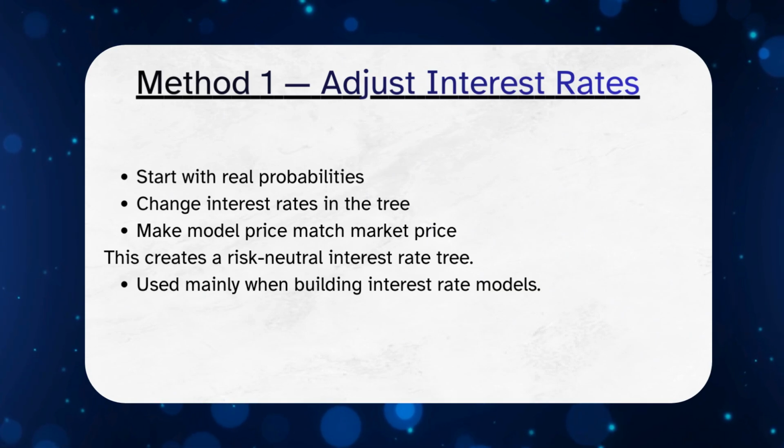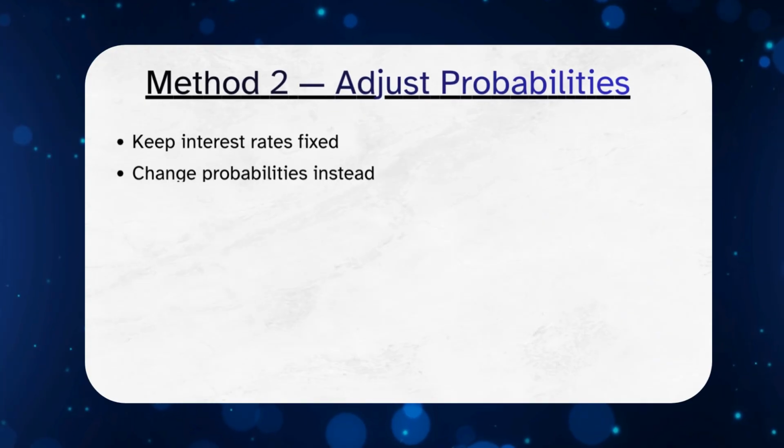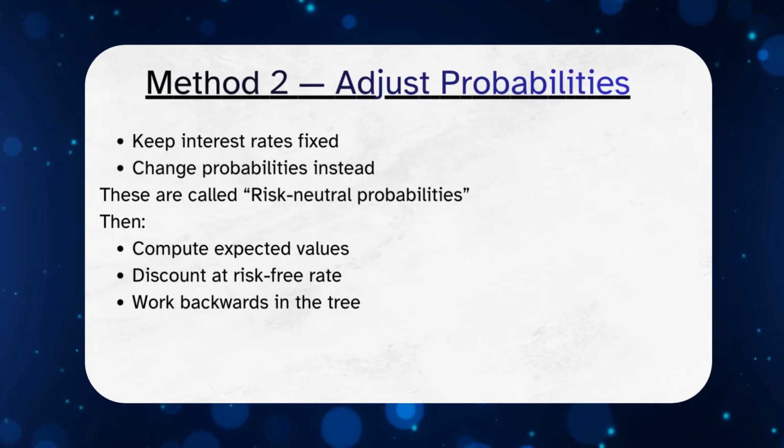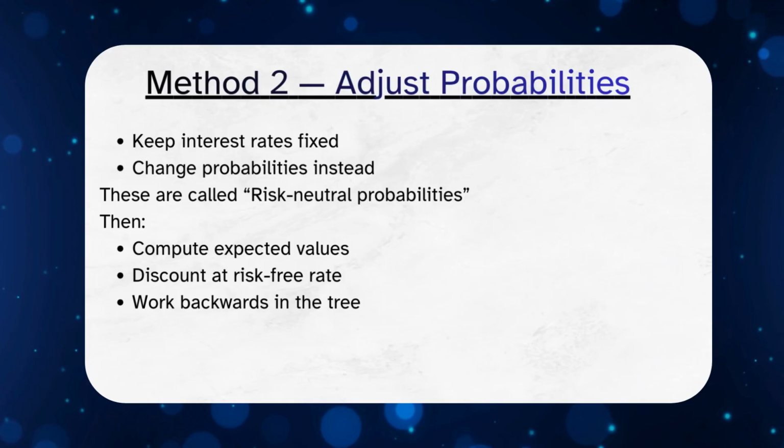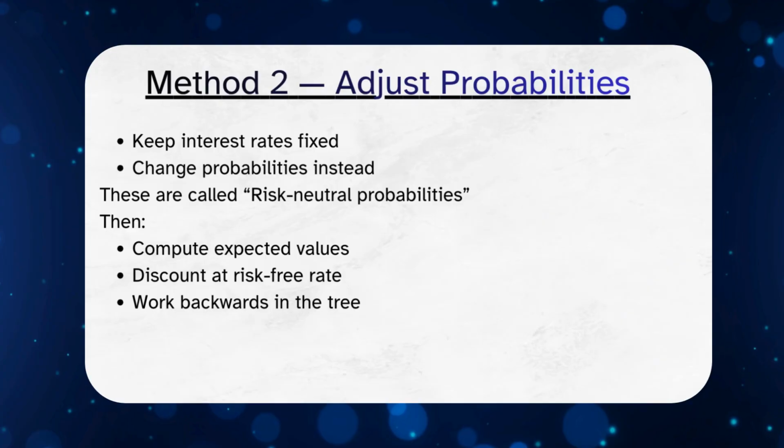The second method is easier. We keep the interest rates fixed and instead adjust the probabilities. These adjusted probabilities are called risk-neutral probabilities. Then we calculate expected values and discount them back using the risk-free rate. An important result is that no matter which method we use, the final value of the derivative will be the same.